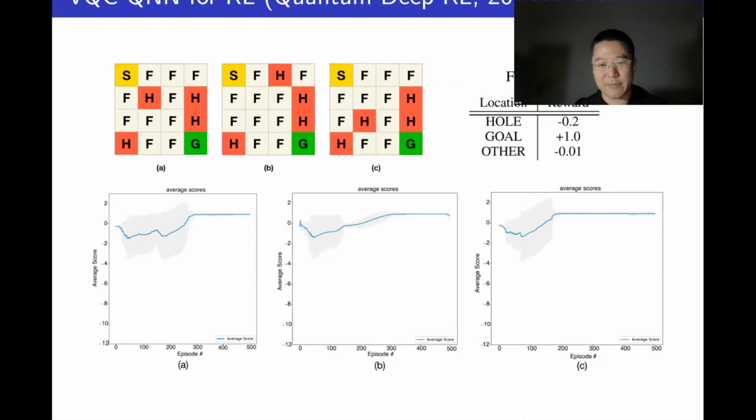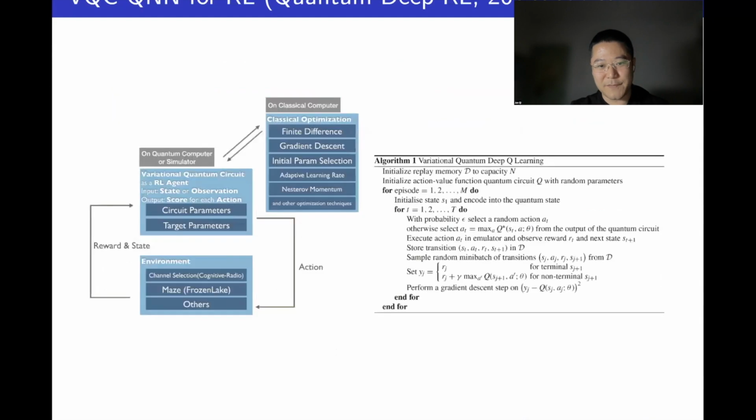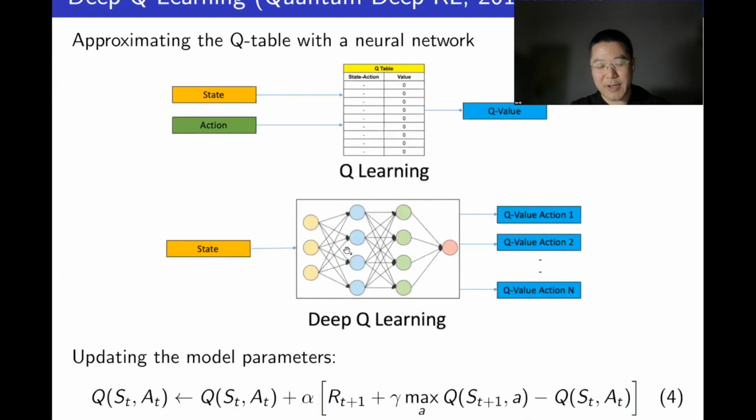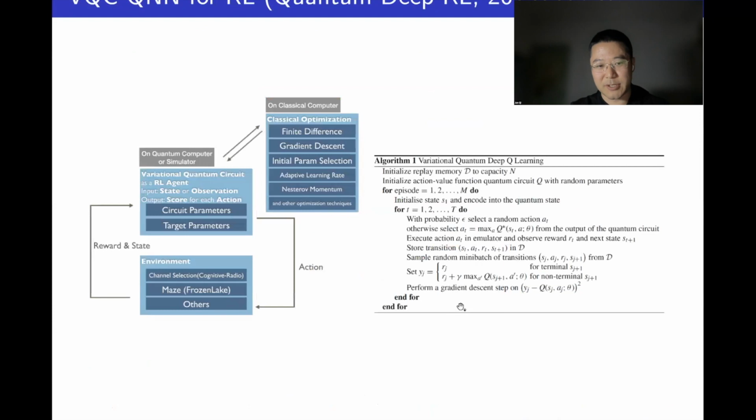Our result showed that after about 300 episodes, the results can converge to the best outcome. So our conclusion at that time is that it's feasible to use variational quantum circuits to replace the deep Q learning architecture for some machine learning tasks such as reinforcement learning.